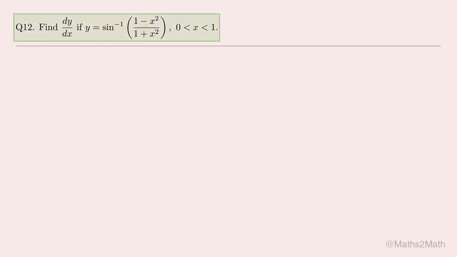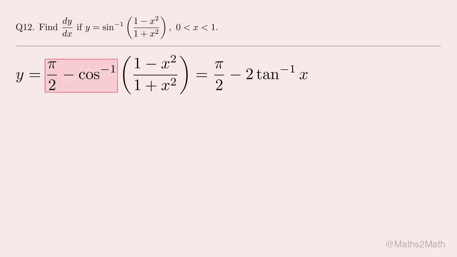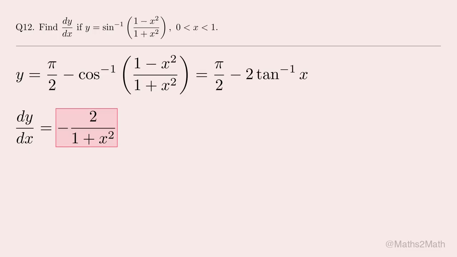Question 12. The same fraction as before, but inside inverse sine. Inverse sine of an expression is pi over 2 minus inverse cosine of the same expression. Use the complementary identity to convert to the inverse cosine we already solved. The constant differentiates away, leaving minus the previous derivative.